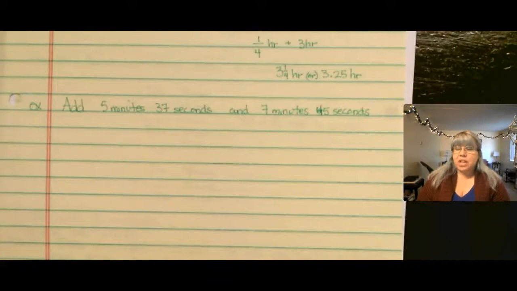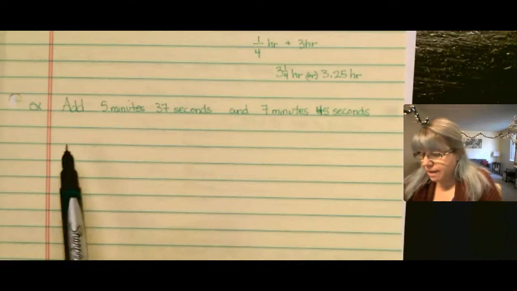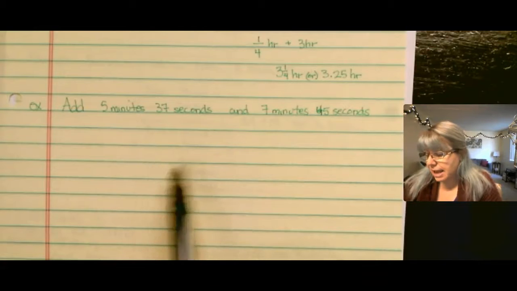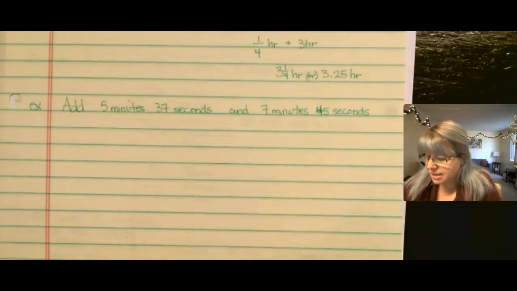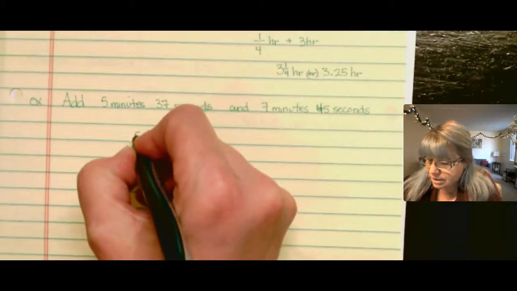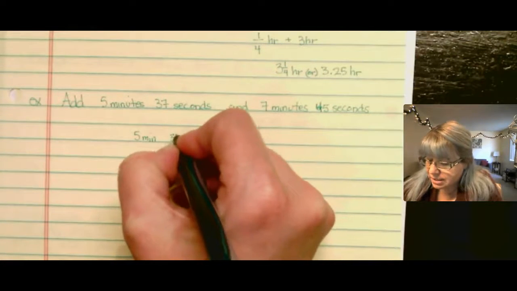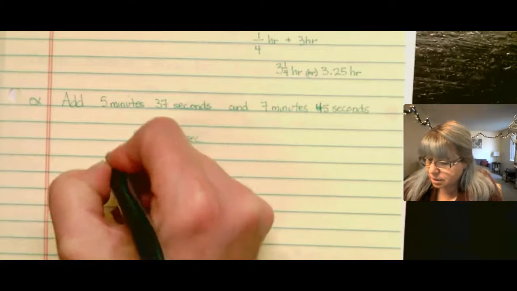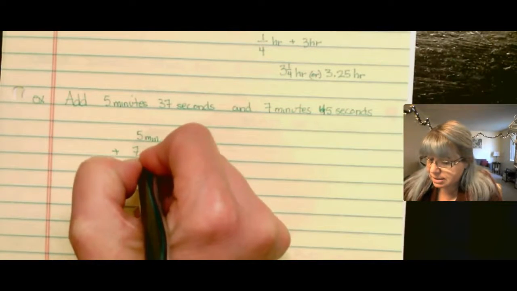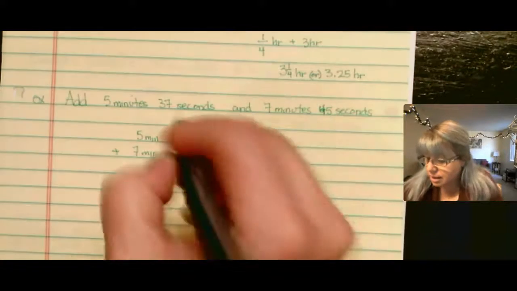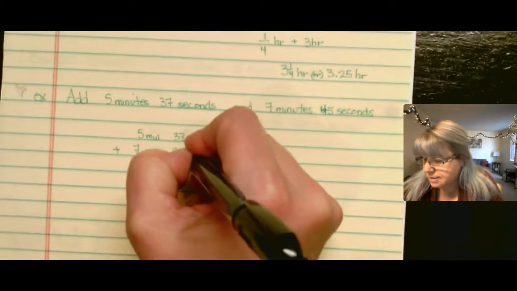Instead of going with another conversion, I think one example pretty much will do it there. Let's go ahead and try some math on time. So I want to add 5 minutes 37 seconds and 7 minutes 45 seconds. So in other words, 5 minutes 37 seconds plus 7 minutes 45 seconds.